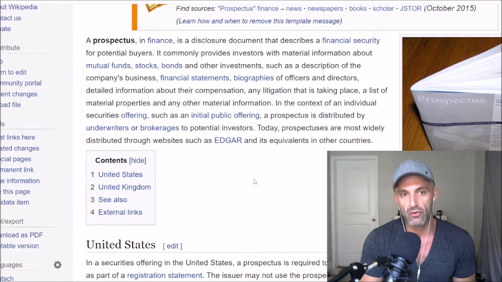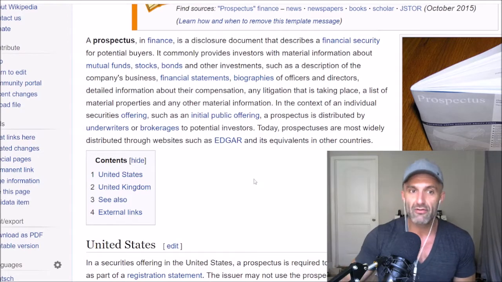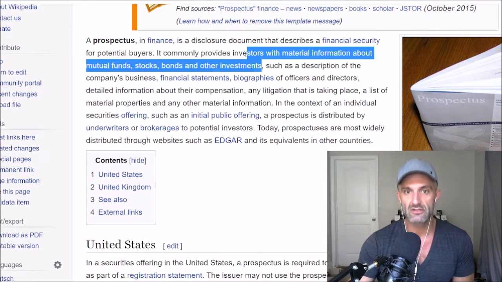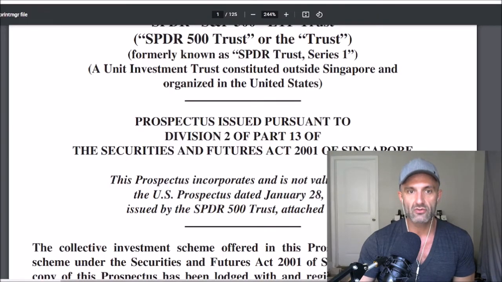Whether the law rules that way or not, it's a financial security in the way that 97% of projects are launching. It is what it is. You might think differently, but you just gotta open your eyes, bro. It commonly provides investors with material information about mutual funds, stocks, bonds, and other investments. Oh yeah, kind of like this one here, right?